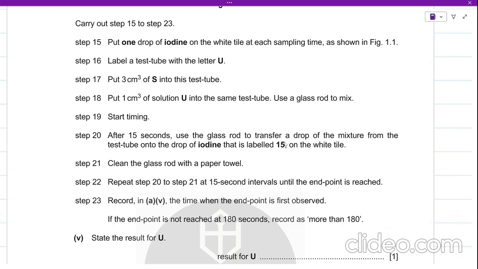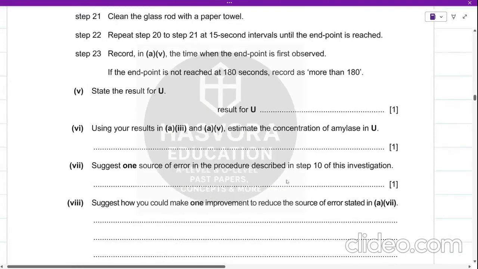So we are going to be performing the same type of procedure that we did with the concentrations, but this time we are going to be doing it with U. So what is actually the purpose of performing all this experiment? The purpose is that we identify the concentration of the unknown amylase solution. So we will be performing it with this.